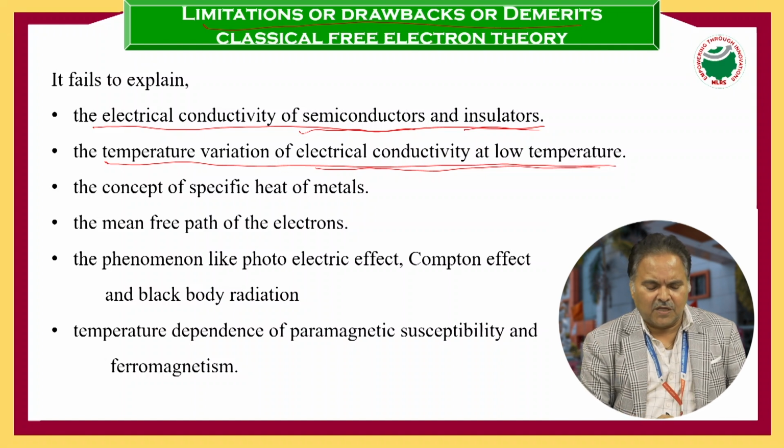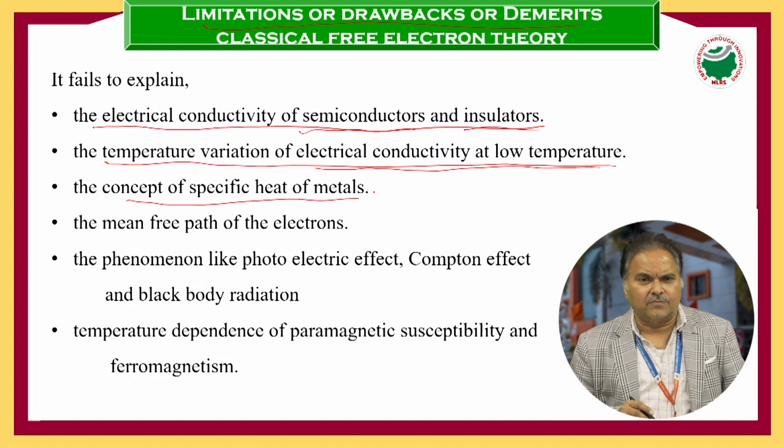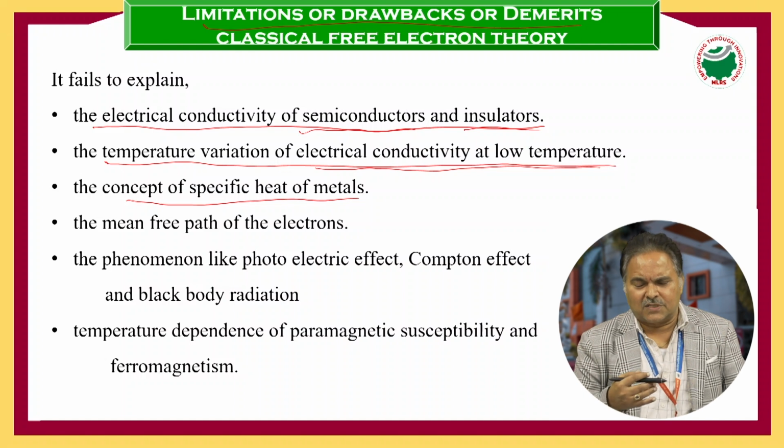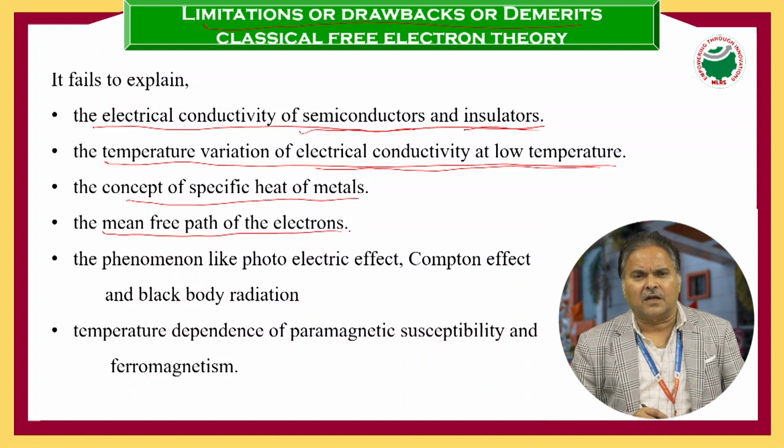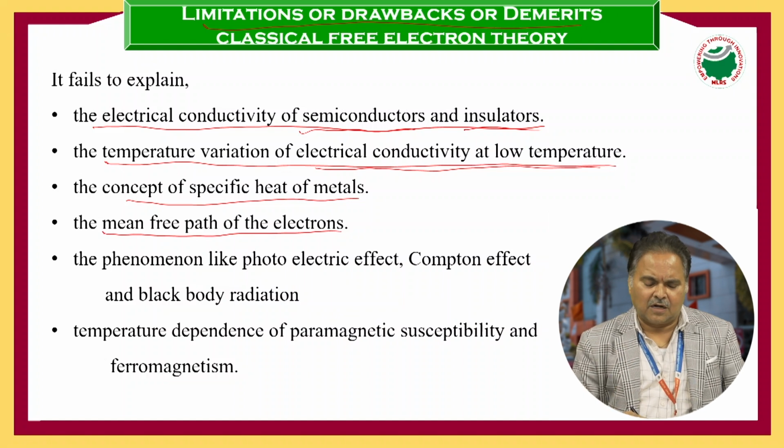Similarly, the concept of specific heat of metals also we cannot explain according to classical free electron theory. Quantum mechanics came into the picture because there are some properties we cannot explain. Similarly, the classical free electron theory cannot explain some of these properties, so then the quantum free electron theory came into the picture. Then the mean free path of the electrons, that means the stability of the electron, also we cannot explain according to classical free electron theory.